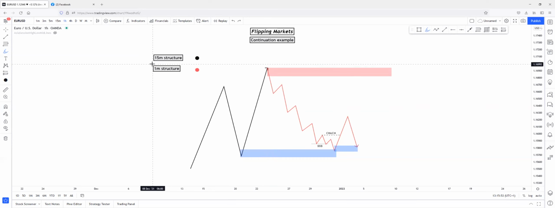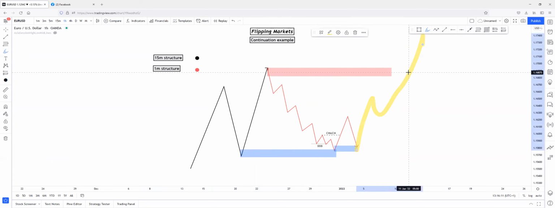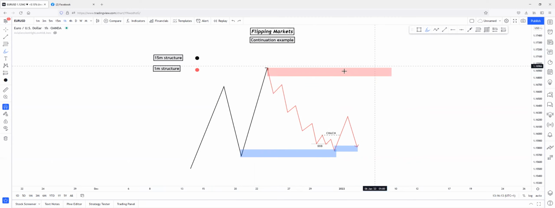So we have a really valid demand zone right here. As you can see, the 1-minute structure is the red arrows, red lines. So the pullback started to form on the 1-minute and it's bearish. We are expecting the tap of this valuable demand zone. And after a tap of this valuable demand zone, we can expect a change of character and the continuation of the whole bullish order flow, right?